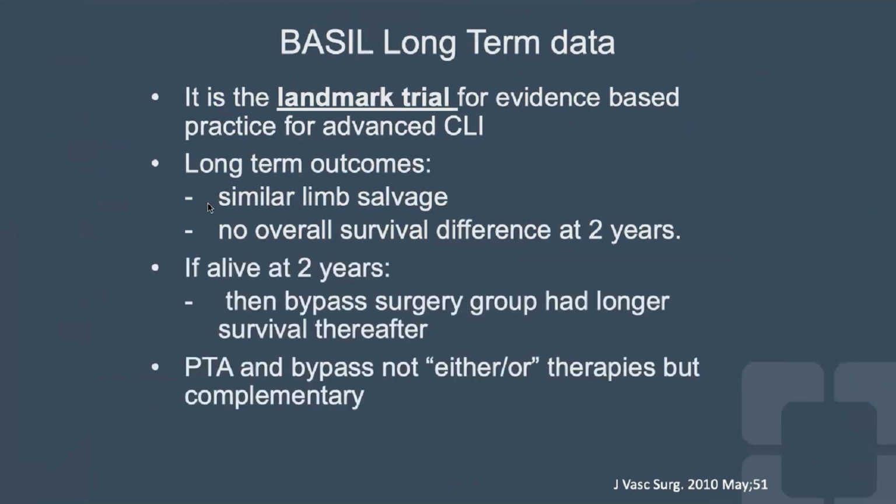What it did suggest is that if these patients were alive at 2 years, then the bypass surgery group had a longer survival because those patients had selected themselves as being healthy enough to undergo open surgery. So when we look at this, what do we take from this? This study was one of the first to suggest that balloon angioplasty, that's PTA, percutaneous transluminal angioplasty, and bypass are not either-or therapies. They are complementary therapies, and you can do one first or the other first, or we can mix them as a hybrid approach to these patients and create custom approaches for them. And I think that's what this lends to us.